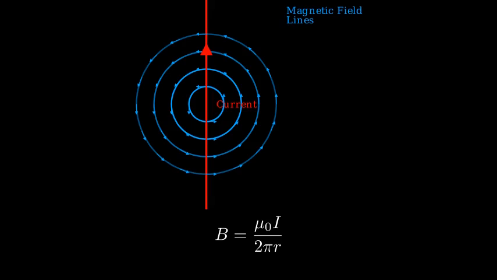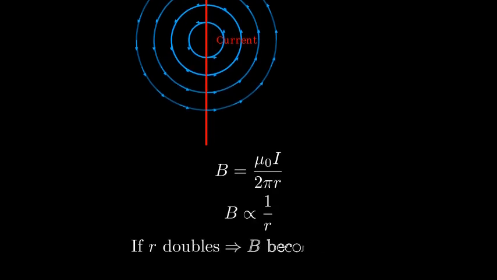The strength of the magnetic field decreases with distance from the wire. As we've seen in our formula, B equals mu naught I divided by 2 pi r. This means the field is inversely proportional to the distance from the wire. If we double the distance, the field strength becomes half.